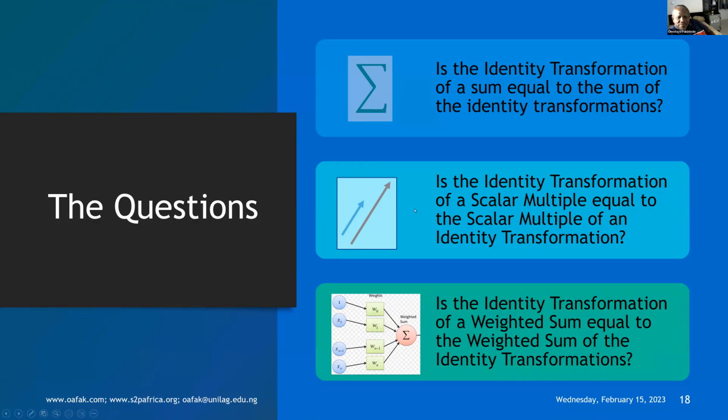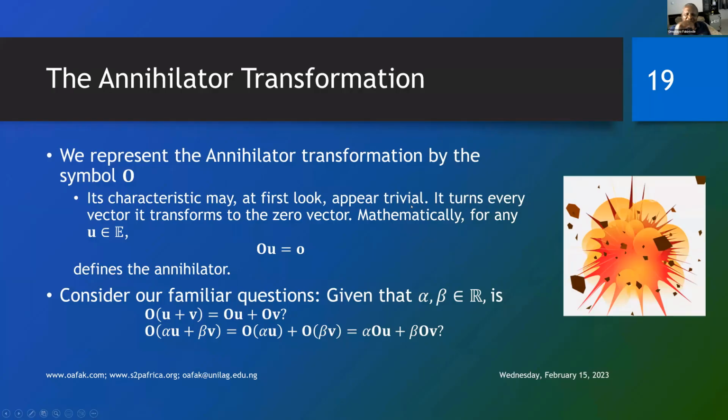Okay, so we start with the annihilator transformation. We represent the annihilator transformation by the big symbol O. Its characteristic may at first appear trivial. It turns every vector it transforms to a zero vector. So any vector is a zero vector, no matter what the vector is.